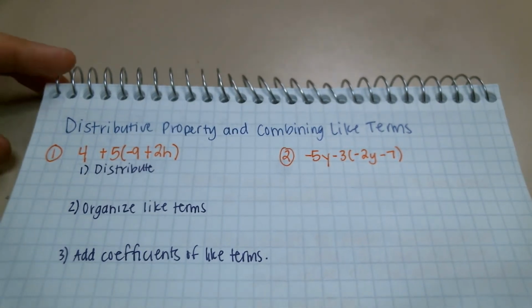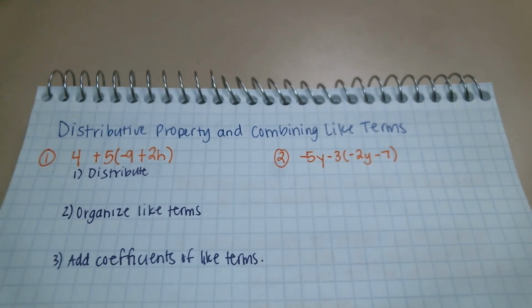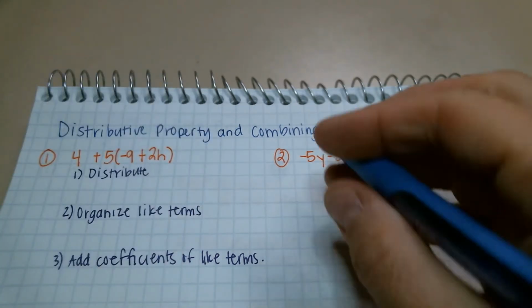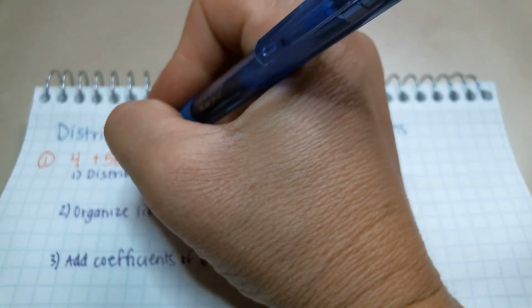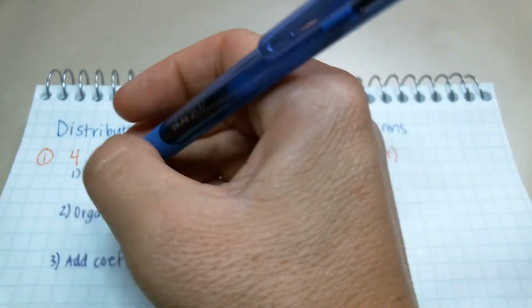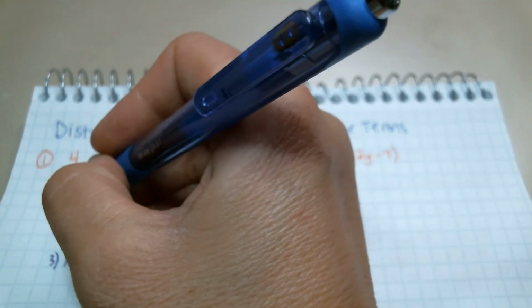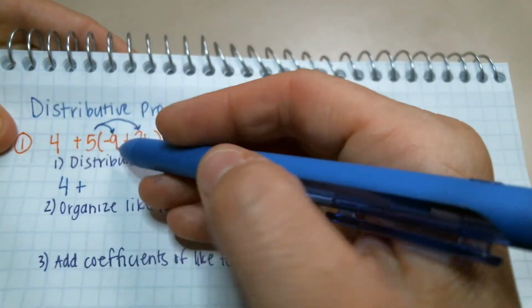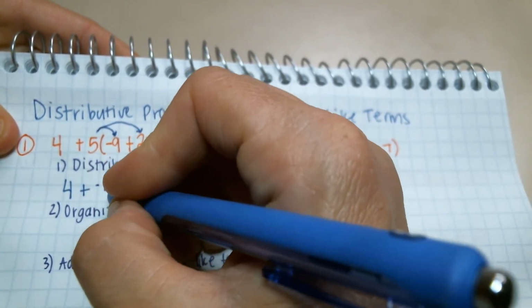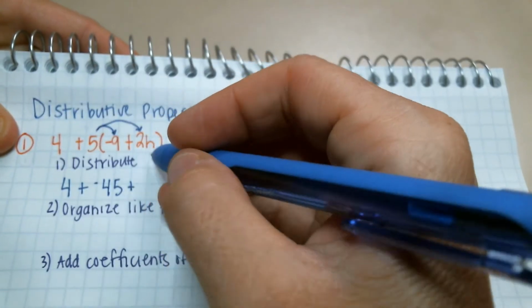So in the first example, we have 4 plus 5 times the quantity negative n plus 2h. Whenever you see distributive property, you must first distribute. That should be the very first thing you do. Distributing just means we're going to multiply 5 times the terms inside the parentheses. So once I distribute, this 4 is just going to be 4 because it's not having anything distributed to it. And then I'm going to multiply 5 times negative 9, which is negative 45, plus 5 times 2h.